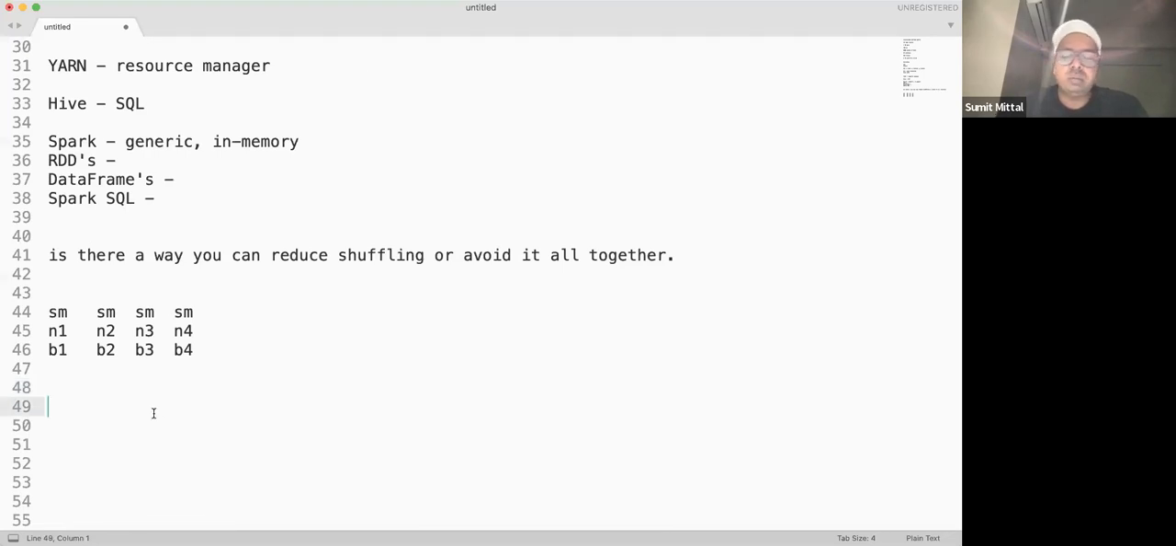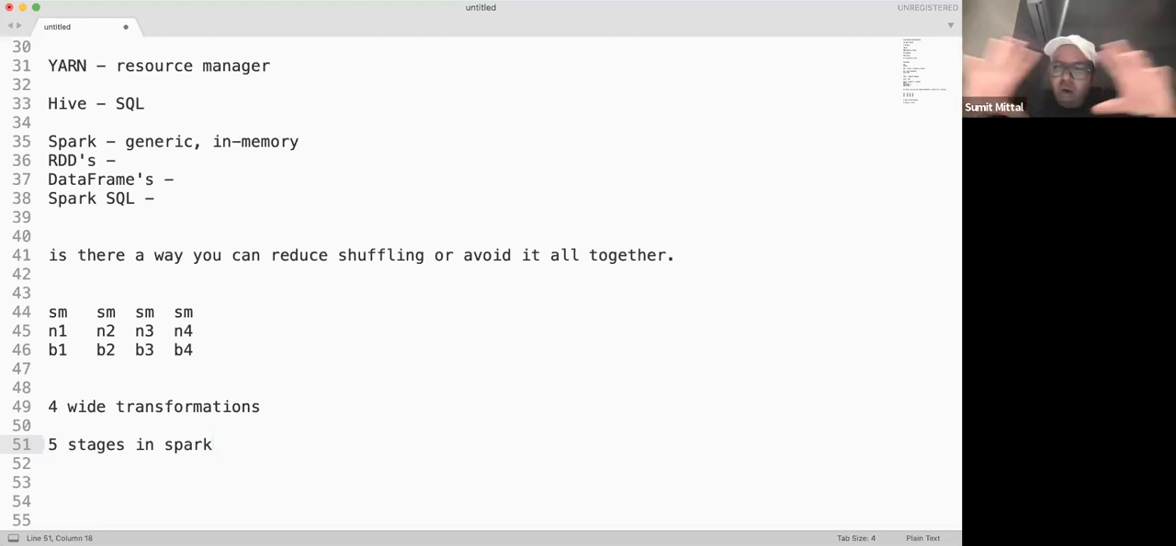Okay. Now, again, a wide transformation is the one which includes shuffling, right? If there are 4 wide transformations, then you will mostly have 5 stages in Spark, right? That means every time you have a wide transformation or a shuffle is involved, it will create a new stage, right? So when there are a lot of stages, your thought process should be: can I reduce the number of stages? Because if there is just one single stage, that means there is no shuffling involved. And that's not possible always, by the way.